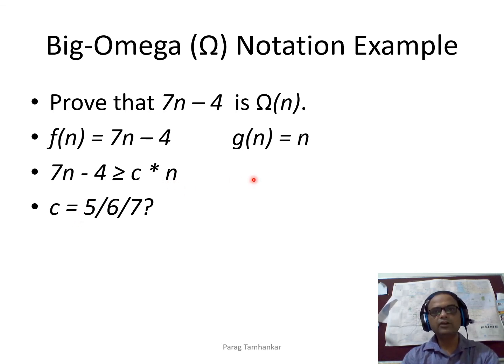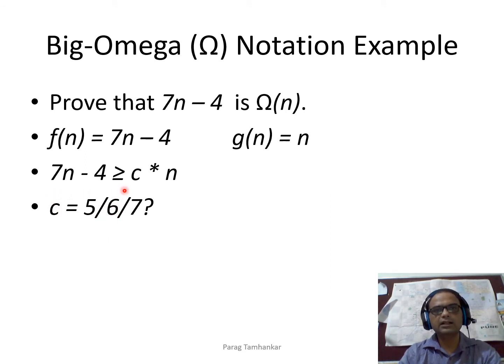But we don't want n naught to be 1. n naught can be any value, right? And we want c to be as large as possible, for which the equation holds. So it may even hold when c is equal to 5. Let's see if c is 7. Does it hold for c equal to 7? 7n minus 4 is greater than or equal to 7n? Certainly not true, because of this minus 4. This minus 4 will always make sure that the left hand side is smaller than 7n. So the largest value of c which you can choose is 6.